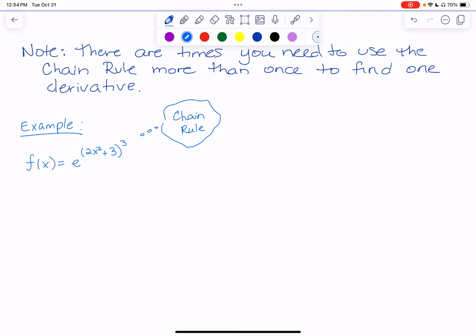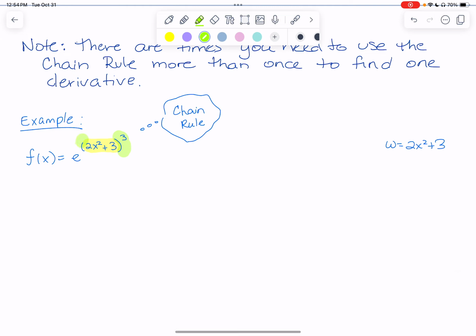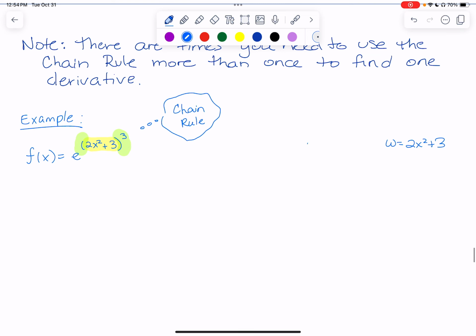So let's start with the very first thing that I do. If I was trying to find, let's say, f of 1 or f of 2 or whatever, I would put my 1 or my 2 in there and find 2 times whatever number it is squared, plus 3. We'll call that my w still. So that's 2x squared plus 3. The next thing I would do is cube that. So I have another function coming in there, and that function is whatever is in there cubed. I'm going to name it u this time: u is w cubed.